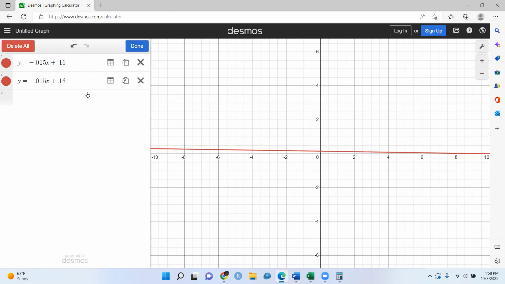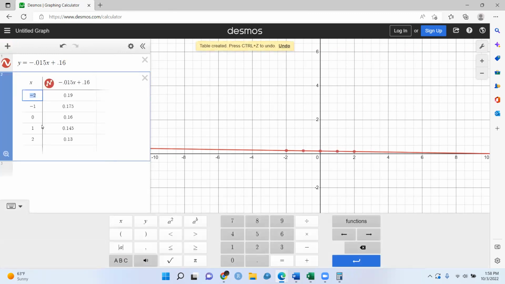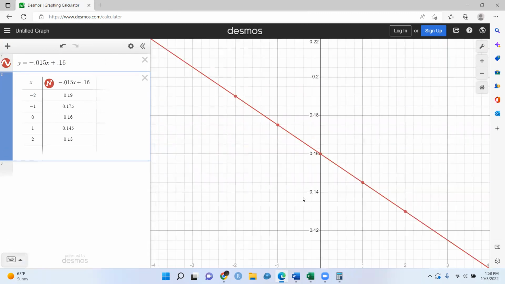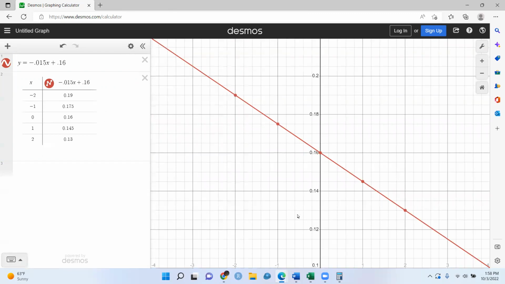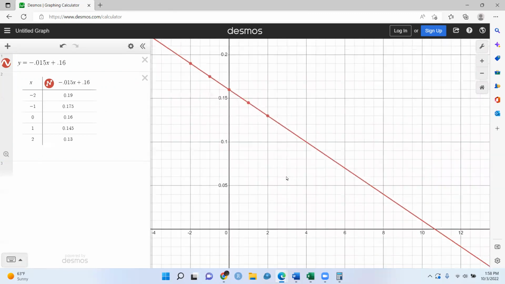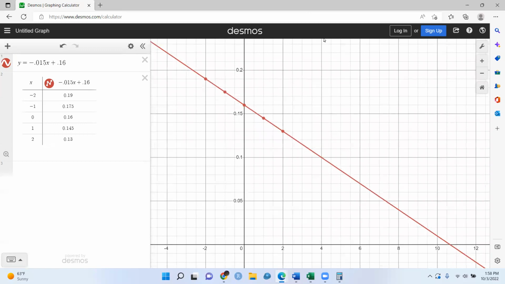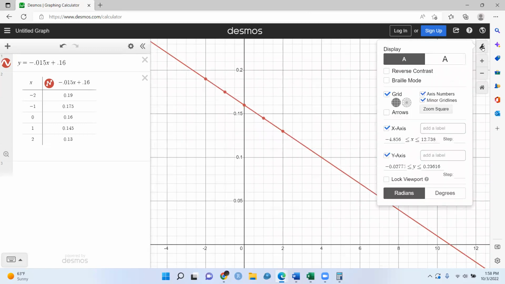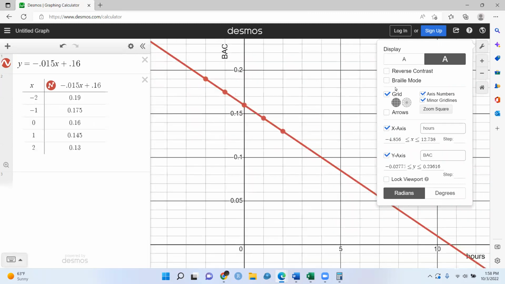I'm going to click this gear button again, and I want to turn one of these into a table. So convert it to a table, and it quickly fills in a bunch of the points. Then I'm going to click the zoom fit button, and we'll get this nice view of what's happening. Now, I'm also going to label my axes here. So I'm clicking this wrench thing here. For the x-axis, I'm going to type in hours. For the y-axis, I'm going to type in BAC. I'm going to click this big A button to make it big.